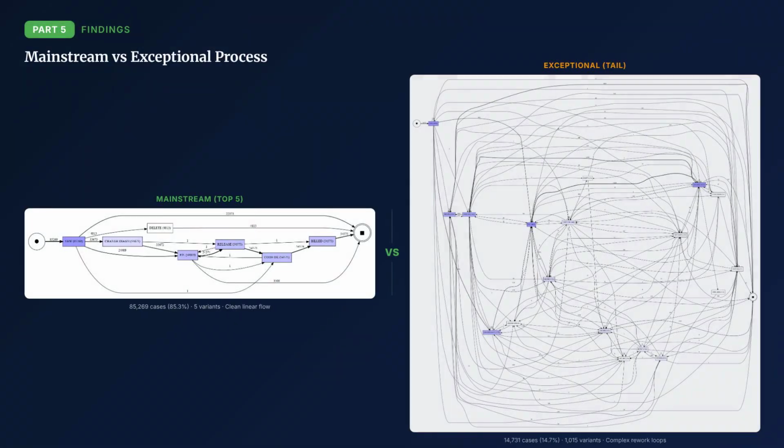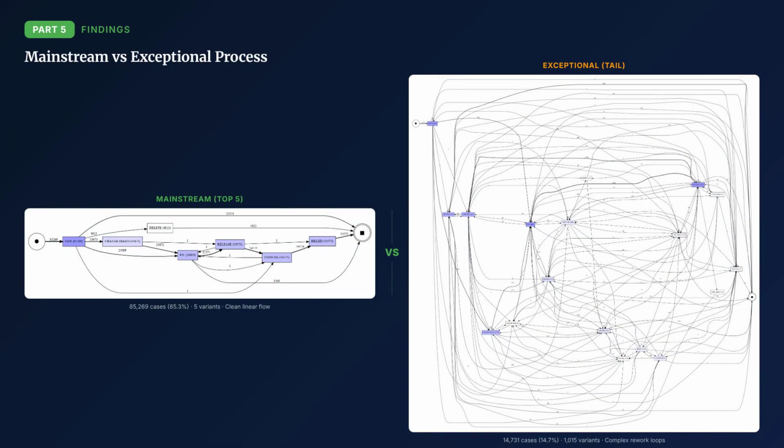The visual contrast is striking. The mainstream DFG on the left shows 5 clean paths through the billing process. The exceptional DFG on the right explodes with interconnections, rework loops, cancellation paths, code rejections, and rare activities. This comparison quantifies the cost of process variation.